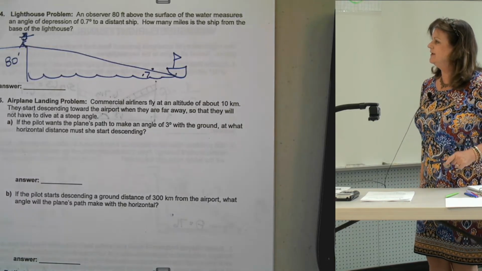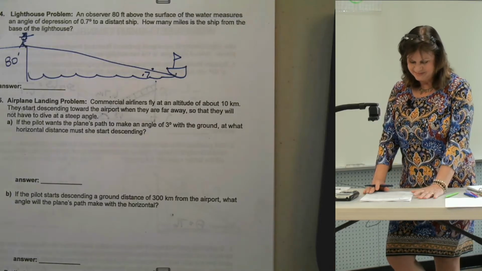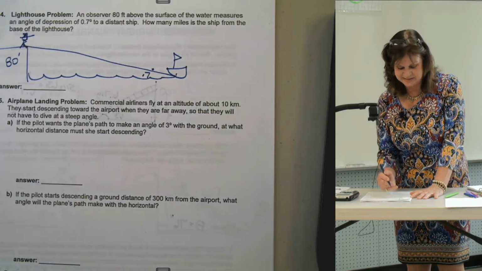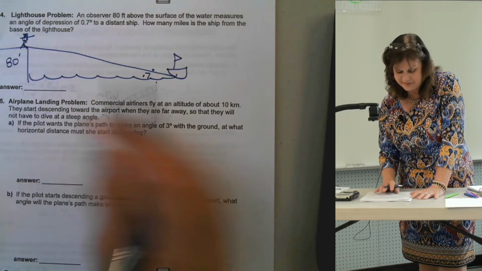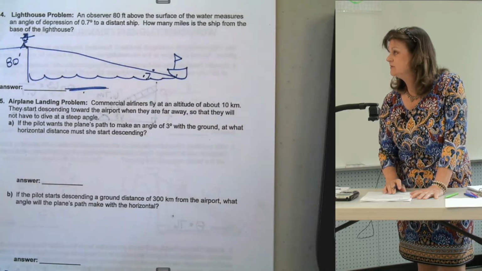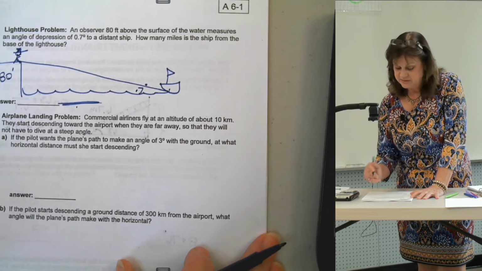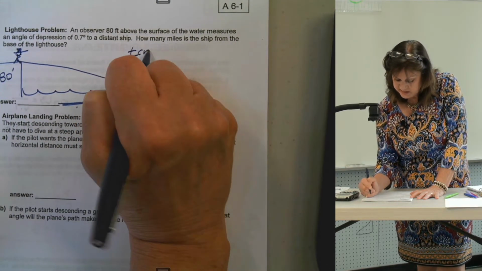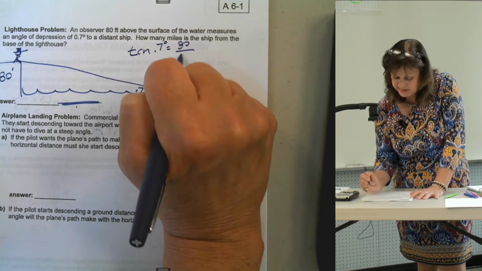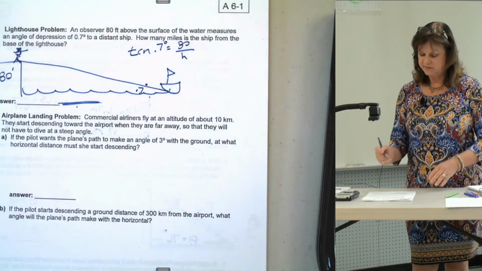I'm sorry. The problem says the observer is 80 feet above the water, and then all of a sudden it says lighthouse. I should have drawn a lighthouse. He's inside the lighthouse looking at this. So we're looking for this distance. I have an angle, an opposite, and an adjacent. So again, the tangent of 0.7 degrees is 80 over h, or length, I guess we want to say here.